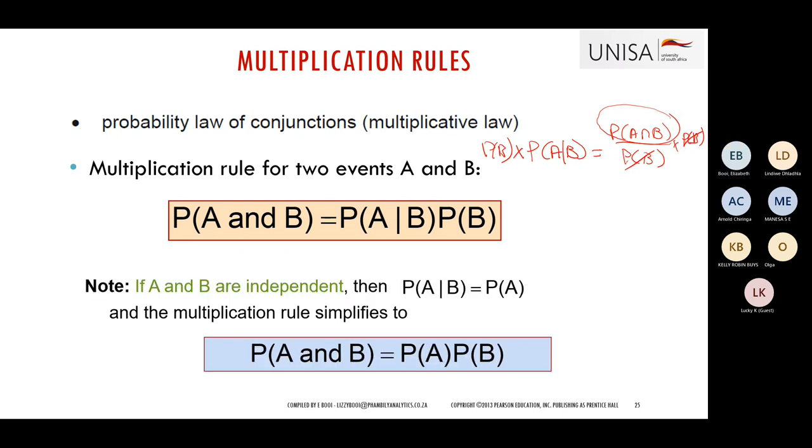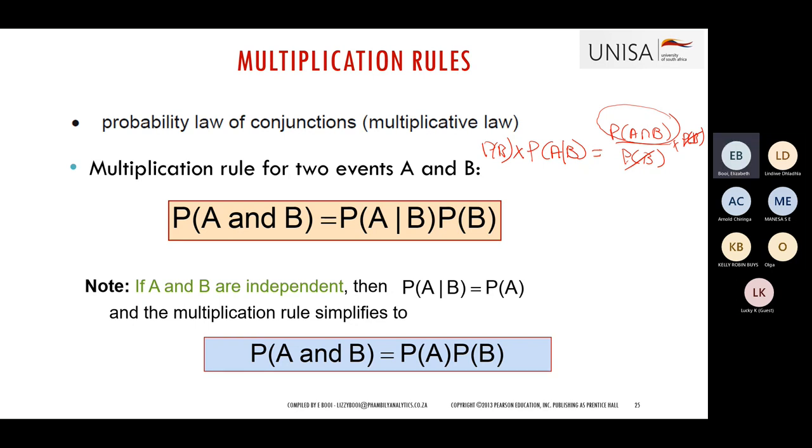Now, if and only if events A and B are said to be independent, then the conditional probability of A given B will be the same as the probability of A, because they are independent, they do not influence one another. So given that B has occurred, has no bearing on what happens to the probability of A. This is if and only if A and B are independent. And how would you know that? You will know that A and B are independent if they give you a statement and they say A and B are independent. What is the probability of A given that B has occurred? And then you will know that now you are working with independent events.